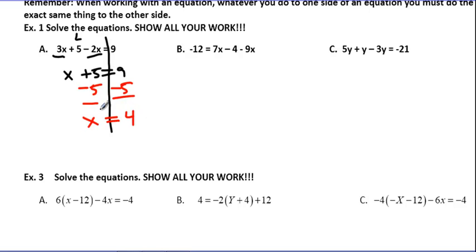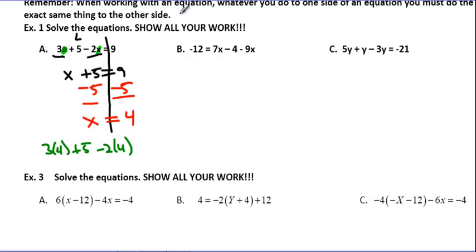Now, checking your work. On the last quiz you took, a lot of you did this and it really helped out. Some of you didn't and you would have caught some mistakes. So let's make sure we know how to check our work. I have 2 x's in the problem. So I have to do 3 times 4 plus 5 minus 2 times 4. I have to fill in both of these x's with my answer.